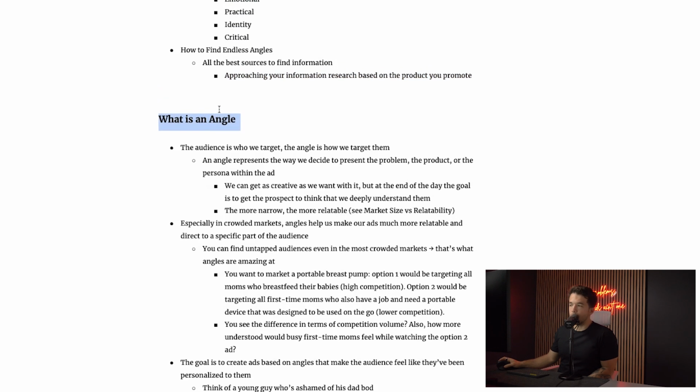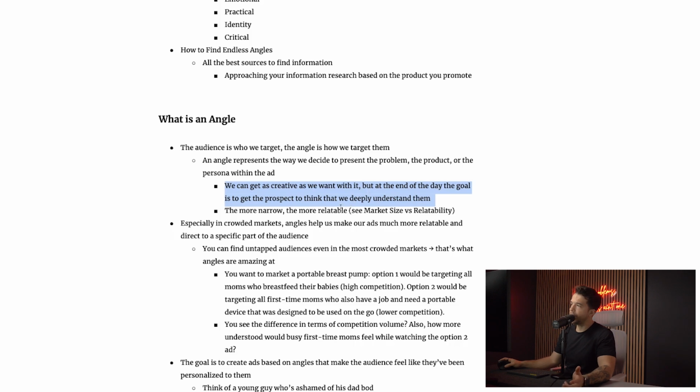What is an angle? The audience is who we target. The angle is how we target them. An angle represents the way we decide to present the problem, the product, or the persona within the ad. We can get as creative as we want with it, but at the end of the day, the goal is to get the prospect to think that we deeply understand them.